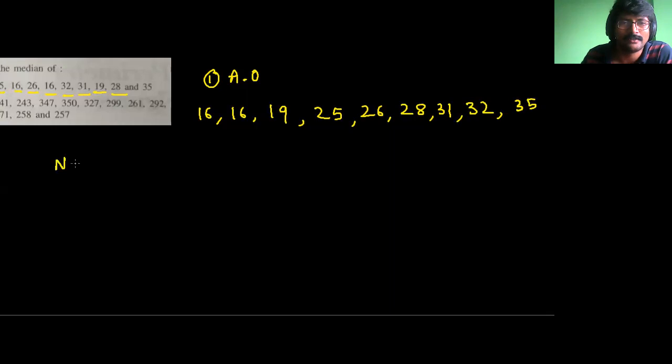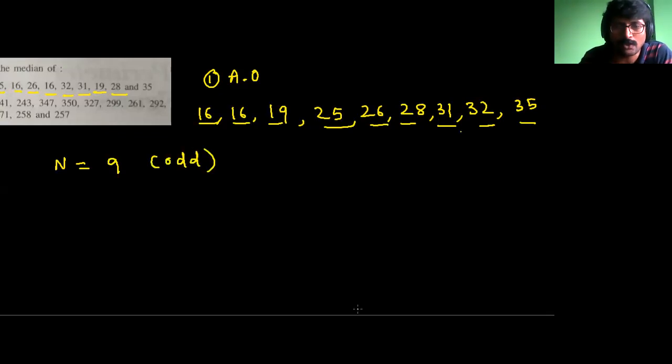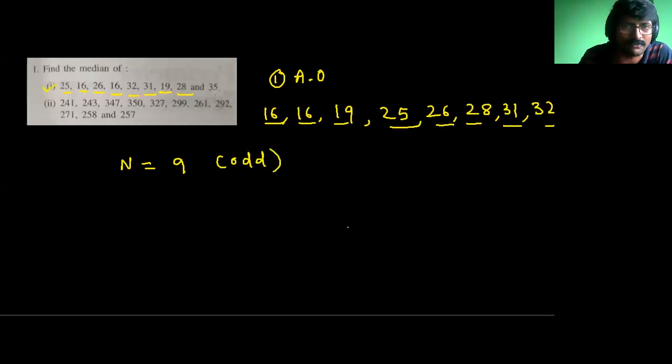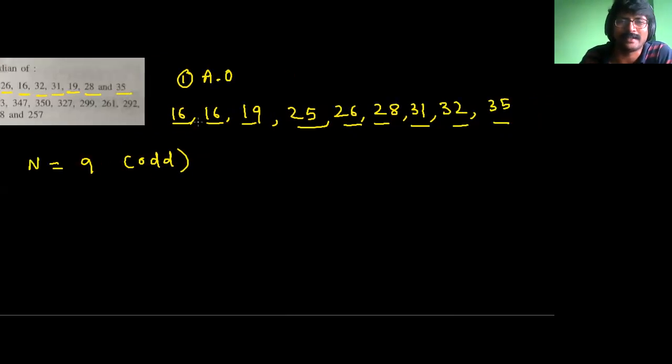Now what is n? The number of observations. 1, 2, 3, 4, 5, 6, 7, 8, 9. So the observations are 9, which is an odd number of observations, isn't it? Once you get an odd number of observations, it's very simple. Check first of all whether there are 9 or not. 1, 2, 3, 4, 5, 6, 7, 8, 9. Yes, we've got 9 observations.